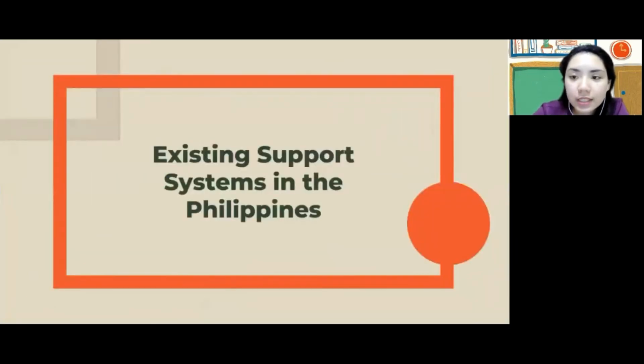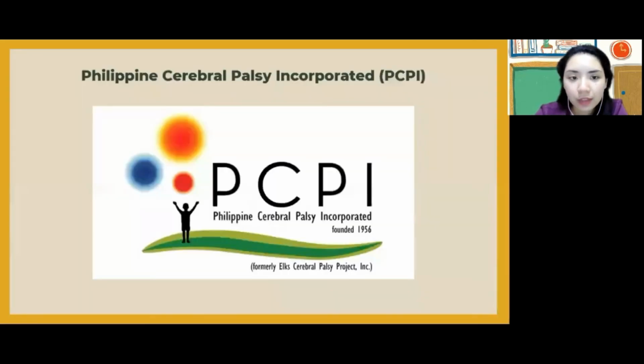Okay, next, we will be discussing the last part of the report, which is the existing support systems in the Philippines. Here we have the Philippine Cerebral Palsy Incorporated, or the PCPI. This was founded in 1956. This is a non-stock and non-profit foundation dedicated to the treatment and alleviation of CP and other related motor disorders in the Philippines. They also envision a better future for those with CP by advocating and championing for their rights as differently abled, productive members of the community and society.